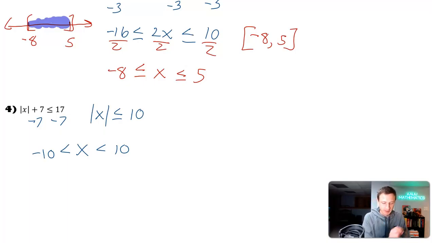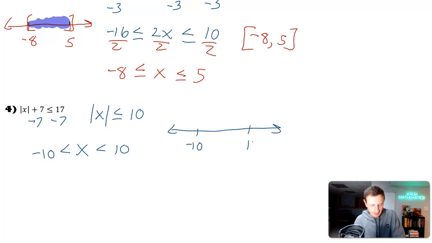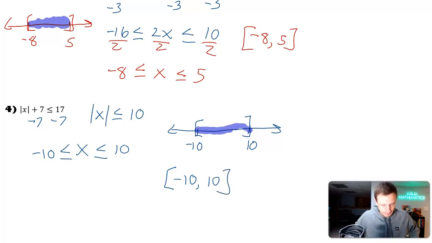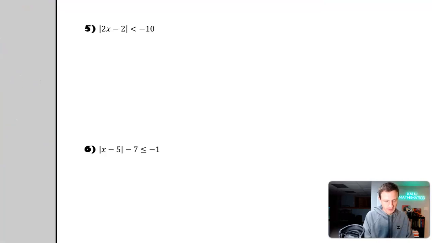So we have x between negative 10 and 10, and if we want to graph this, we put negative 10 here, and I keep forgetting the equal to. So that's going to be between negative 10 and 10 with brackets because we want to include the endpoints there. So then I'm going to highlight between, and then the interval notation would be from negative 10 to 10, with both being brackets. Good examples there. Let's move on.